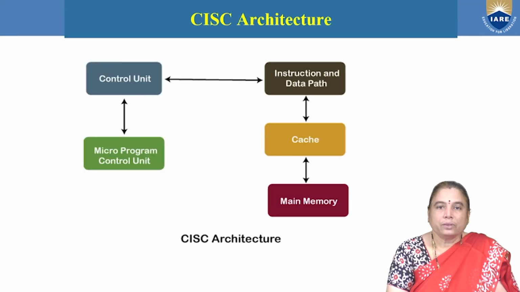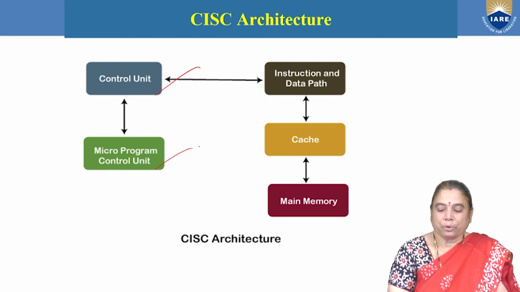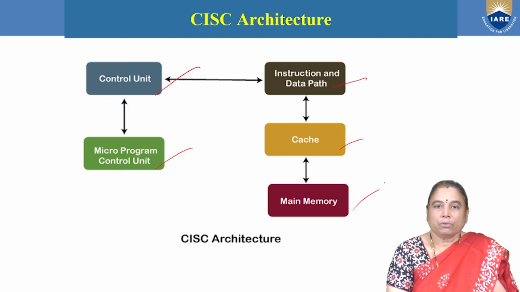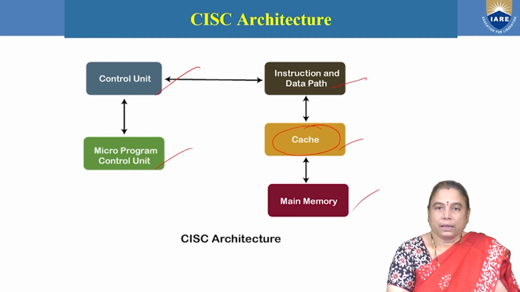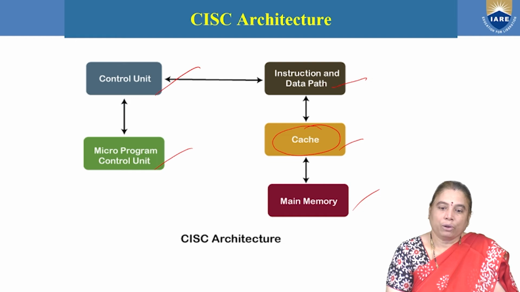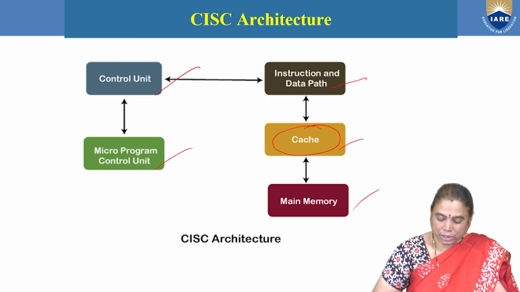So here is the CISC architecture. Here this is the control unit, and this is the microprogram control unit, instruction and data path, cache, and main memory. The frequently accessed instructions have to be placed in the cache. The instruction is fetched, next decoded, then the operand is fetched, then executed. These steps are followed in the CISC architecture in order to execute an instruction, and these are the steps in the instruction cycle.